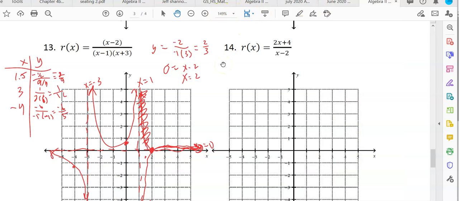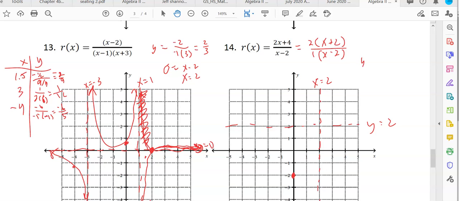Forgot the negative. Okay, this one, factor first if you see some. So I see some. I don't know if that'll help. Okay, so vertical asymptote at x equals 2. Horizontal asymptote, same degree, so 2 over 1, so 2. Y equals 2, I should say. Y-intercept would be at 4 over -2, which is -2.